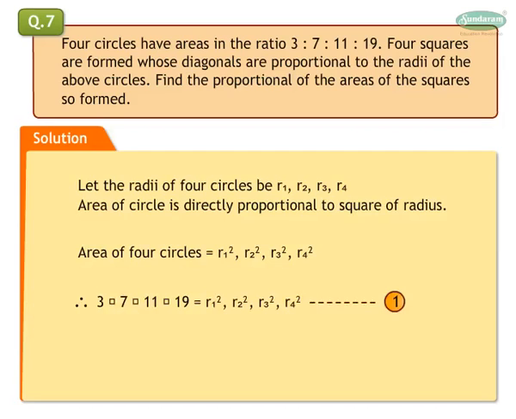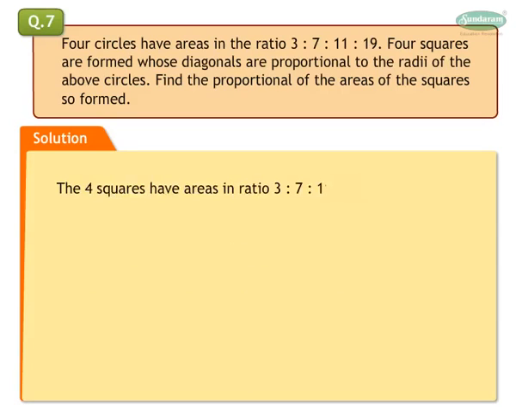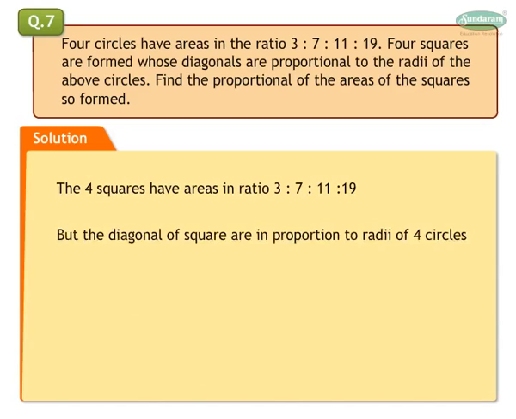Therefore, 3:7:11:19 is equal to R1 square, R2 square, R3 square and R4 square. Let us mark it as statement 1. Now, area of square is directly proportional to square of its diagonal. Let diagonals of the 4 squares be D1, D2, D3, D4. The 4 squares have areas in ratio 3:7:11:19, but the diagonals of the squares are in proportion to radii of 4 circles.